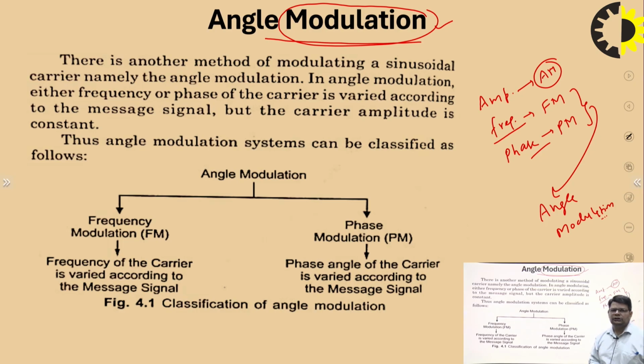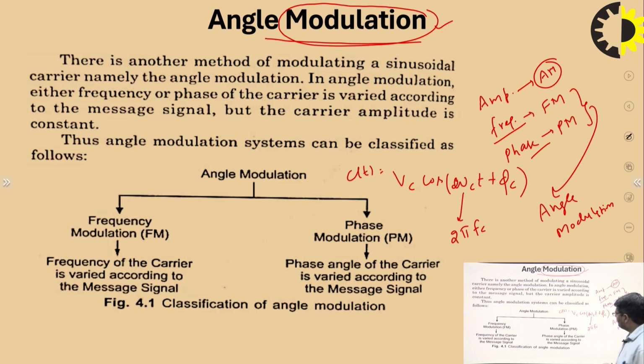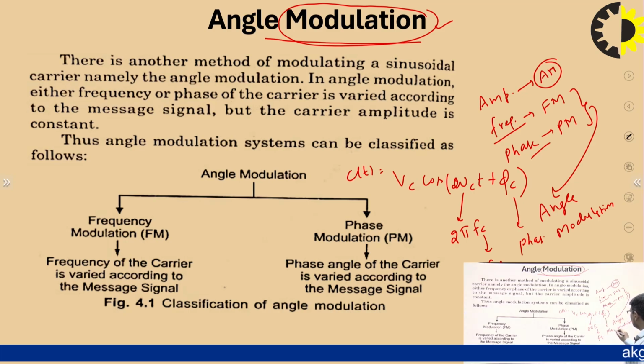So, in angle modulation, the frequency or phase of the carrier is varied according to the message signal. Let us say we have a carrier signal c(t) equal to Vc cos of omega c t plus phi c. This is a carrier signal where omega c is 2 pi fc, where fc is the carrier frequency, whereas phi c denotes the phase. The factor inside this bracket is cos of some angle, which may be represented by theta. So, let us say this is the angle.